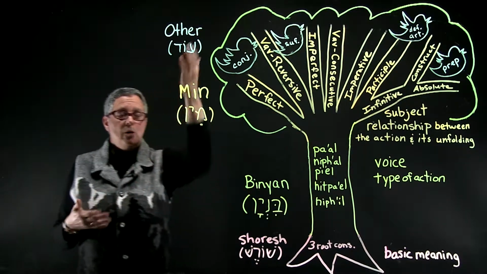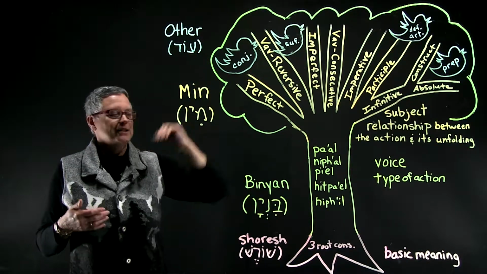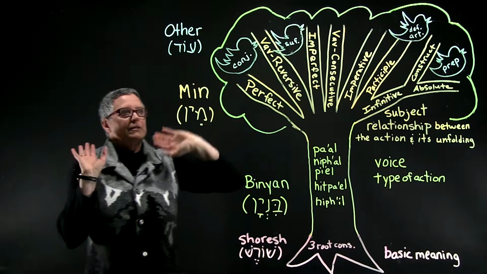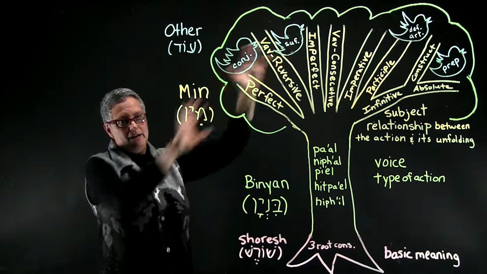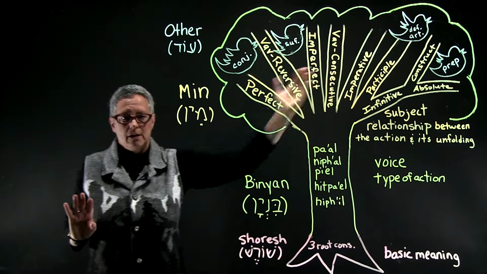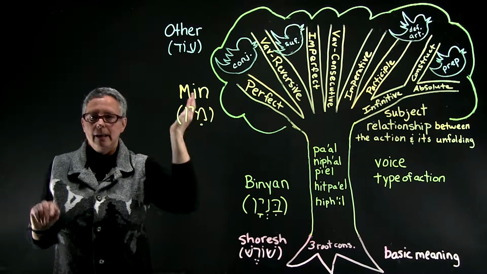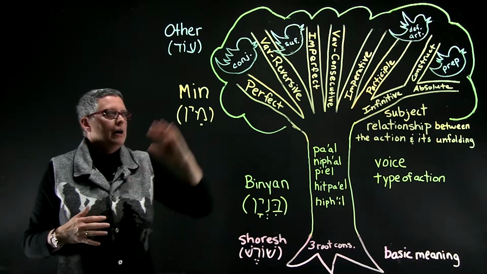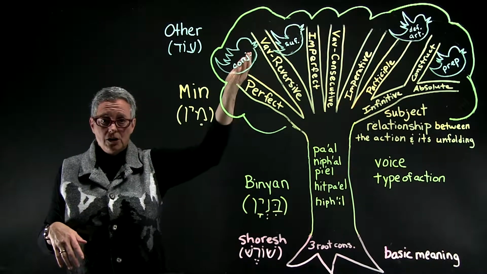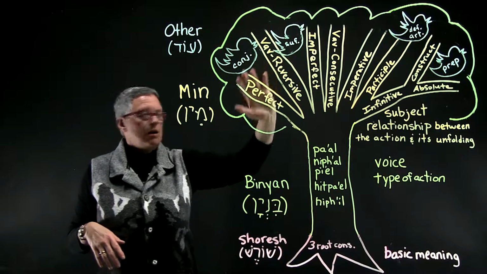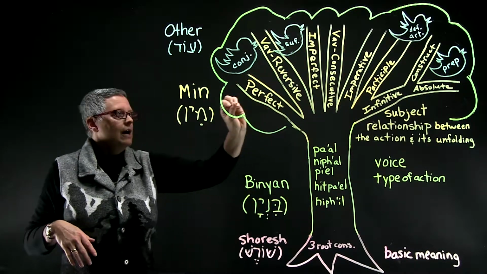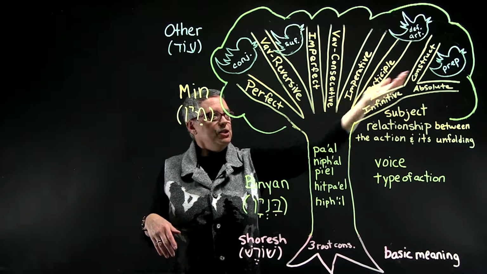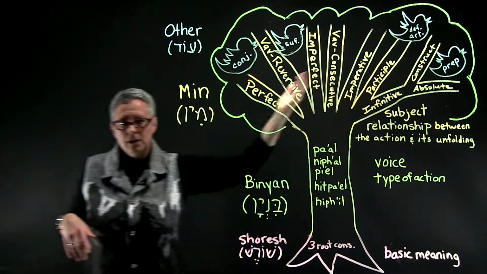The last component we have called other because it involves several different things that sometimes come to rest in the tree. So these other things are not always there. The shoresh, the binyan, and the form will be present in every verb. But sometimes we also have a conjunction or a suffix on any of these forms. And sometimes there can be a definite article on a participle or a preposition on an infinitive construct.